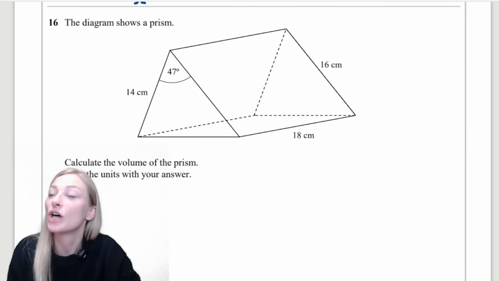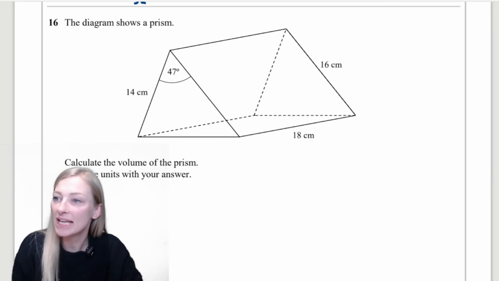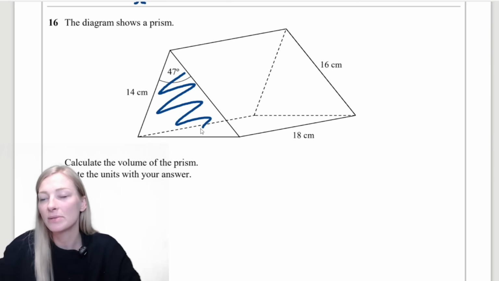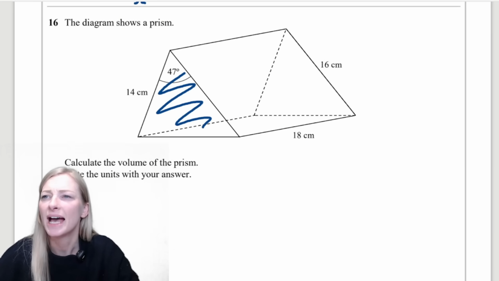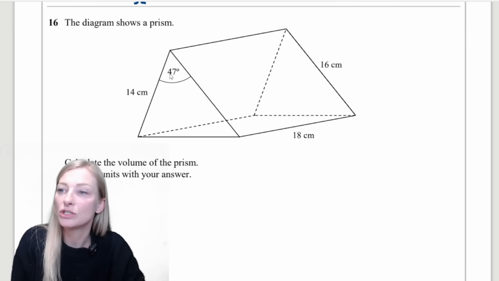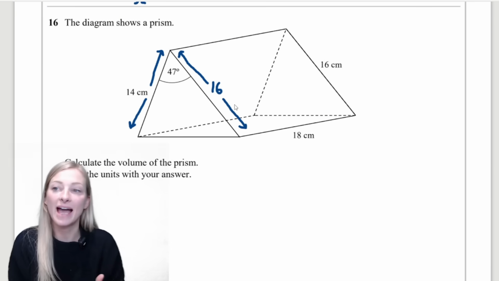Question number 16, the diagram shows a prism. Calculate the volume of the prism, state the units with your answer. So in order to get the volume of a prism, we need to do the area of the cross-section multiplied by how far back it goes. And here we have a triangle where we cannot do base times height, but I do know this side, and I do know this side, because it's going to be 16, the same as at the back of the prism. And I do have the angle in between.